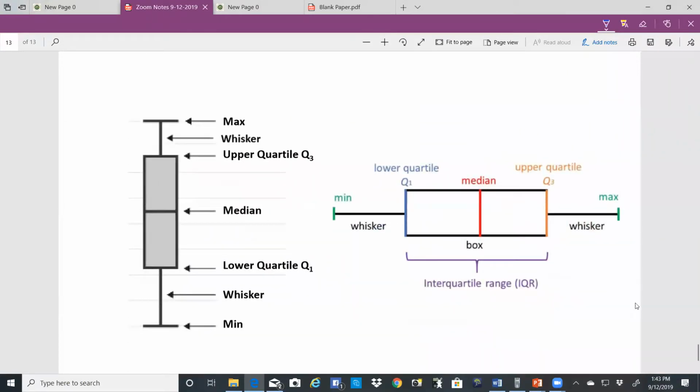This is just a little graph of a box plot: the max, the min, the median, upper quartile, lower quartile. This little line here is called the whiskers. You can rotate this box plot horizontally if you want to.